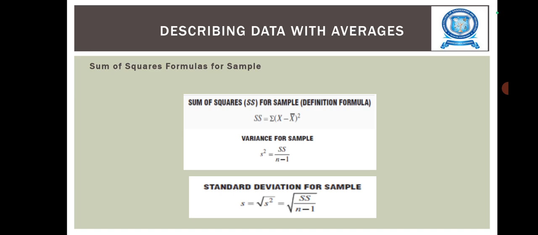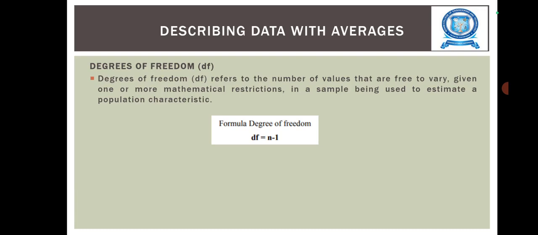Next we are going to see sum of squares formulas for sample. Using this, it can be substituted for the population notation in the above two formulas without causing any essential changes.